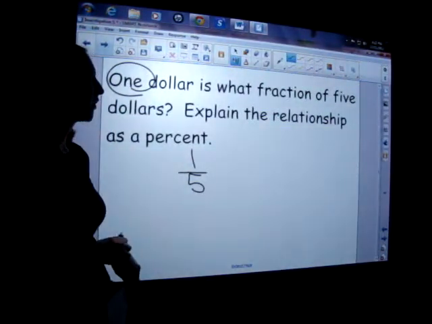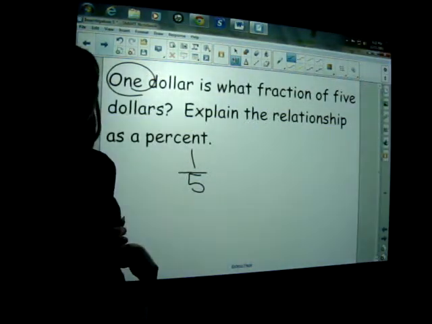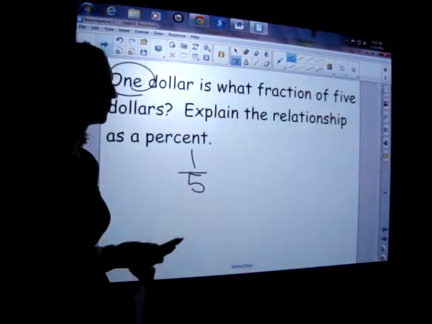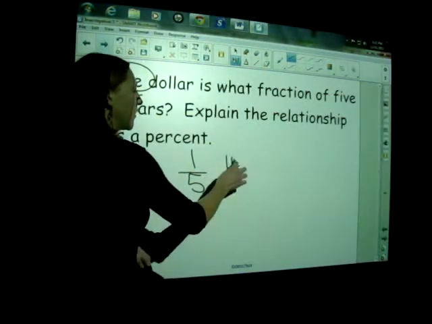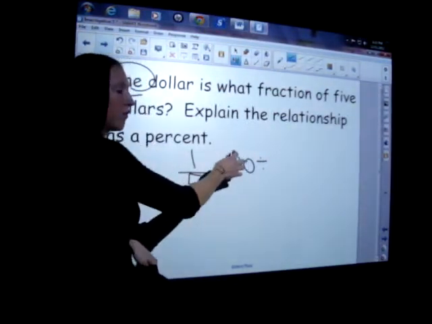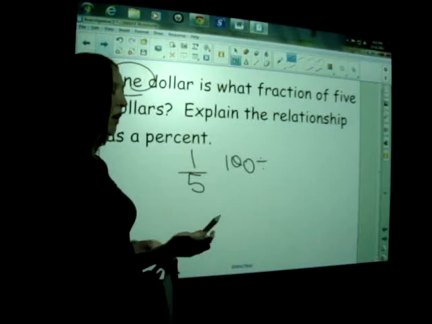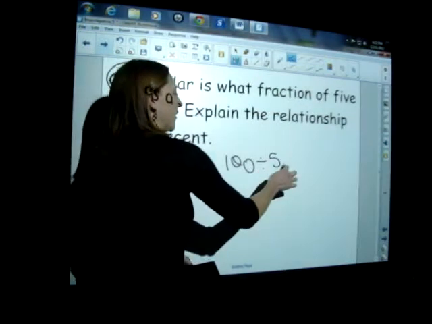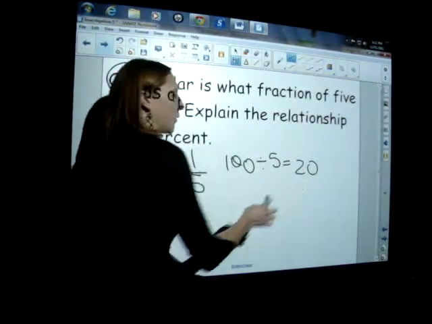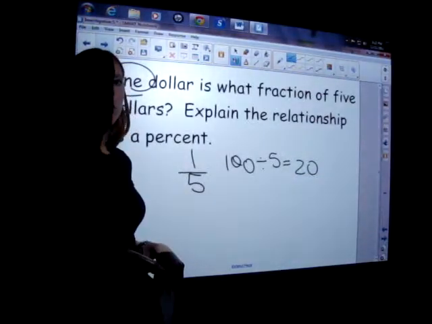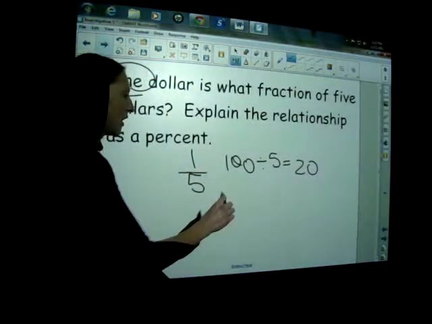So you have to think, how would that translate to a percentage? So we take the 100, because percent is per 100, divide that by 5, and we have 20. So 1 part is 20%.